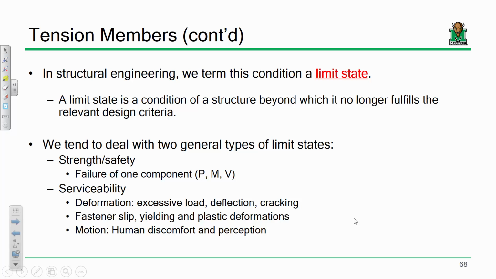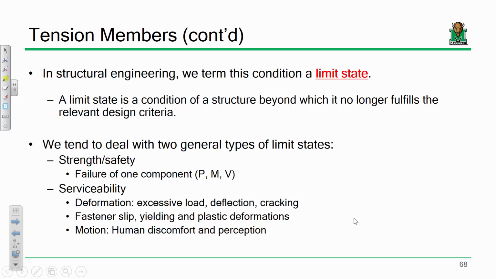Now, in structural engineering, we have to define a condition called a limit state. A limit state is a condition that we as structural engineers define such that if we go beyond that condition, we no longer fulfill relevant design criteria. We tend to have two different types of limit states: strength limit states and service limit states. Strength limit states are more related to safety. In other words, if I exceed that, we're killing somebody. Service limit states are meant for more day-to-day performance.